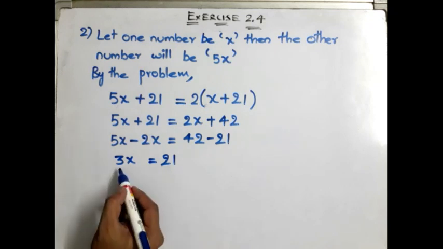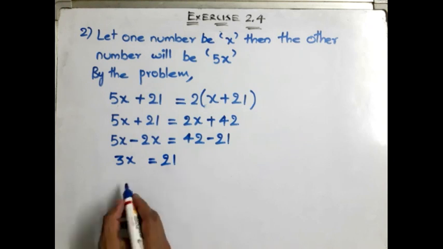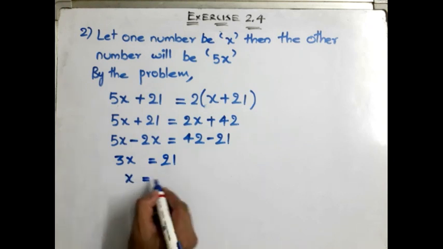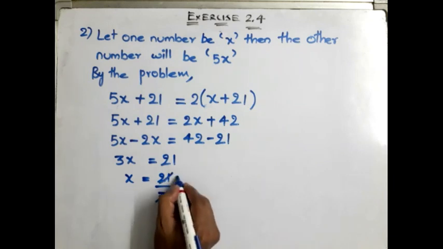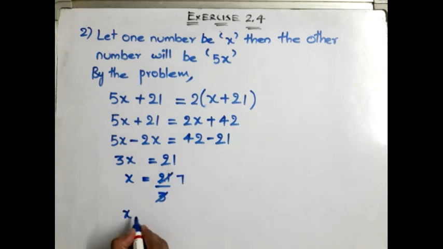Now 3 is in multiplication with x. So if we transpose to the other side, it comes to the division. 21 by 3. 3 ones are 3, 3 sevens are 21. So we got one number as 7. Therefore, one number is equal to 7.